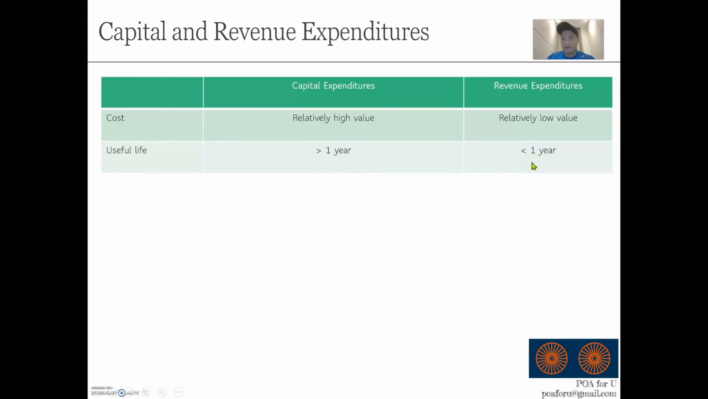So if you have a pen, you probably write on it, and after 1 year, it's done, right? Petrol, if you pump it into your motor vehicle, after 1 week, depends on how much you travel, it's done, right?